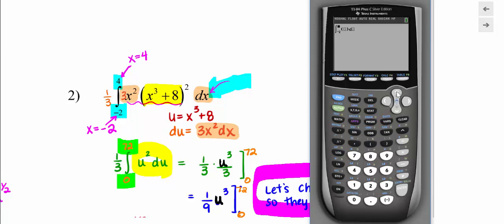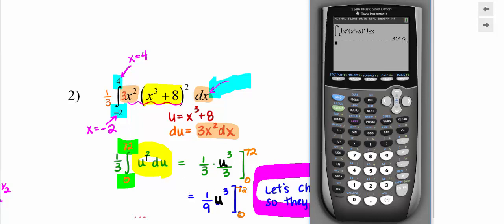I'm going to type in exactly my problem from the beginning. So I was integrating from -2 to 4 initially, and I had x squared times the quantity x cubed plus 8, that quantity squared. I want to make sure this is going well as I'm typing here, and dx. All right, hit enter. 41,472. That's exactly what we thought.